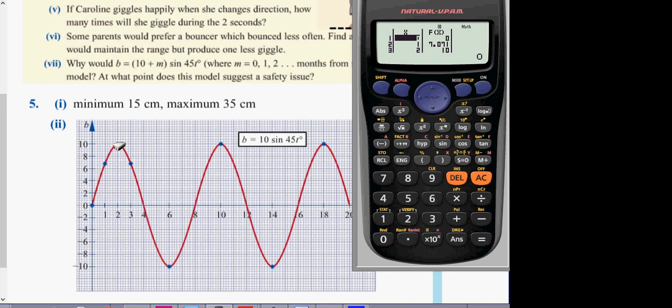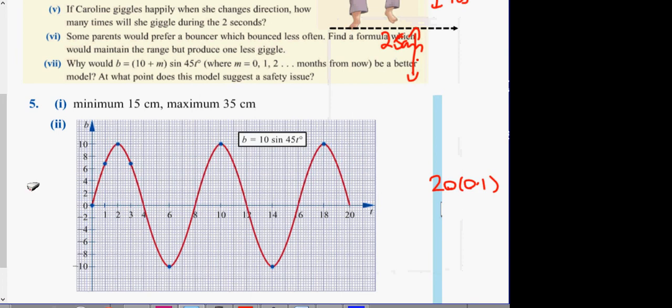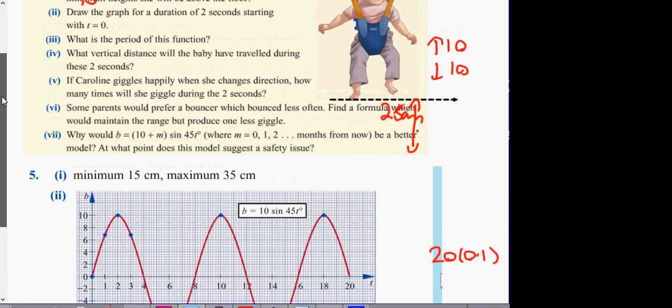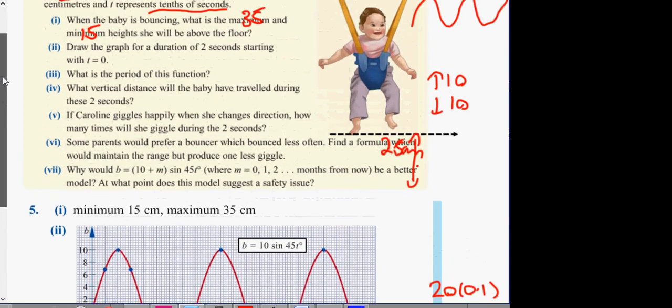Okay, so 10 has to be the amplitude, doesn't it? So 10 up at 2, and then for number 6 it should be minus 10, which is down here, and then you're just plotting your graph. So everybody knows how to plot the graph, right? Okay, so moving on from here, what we're going to say next is to draw the time.